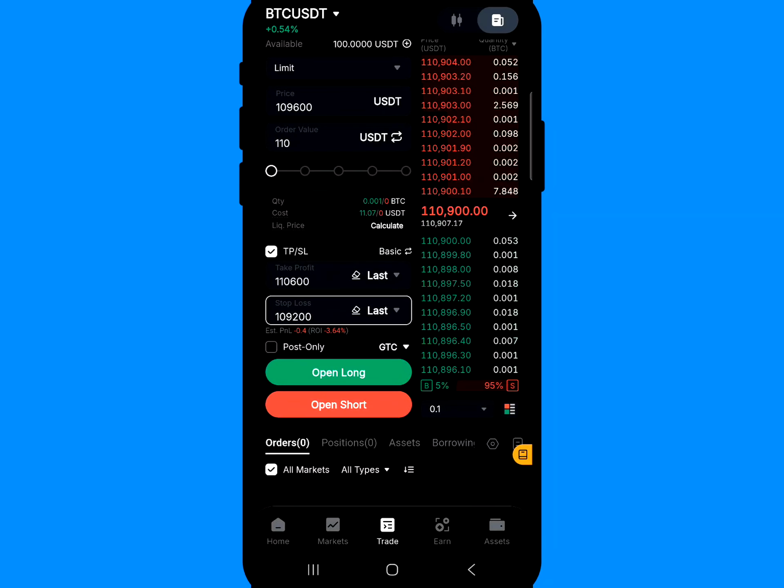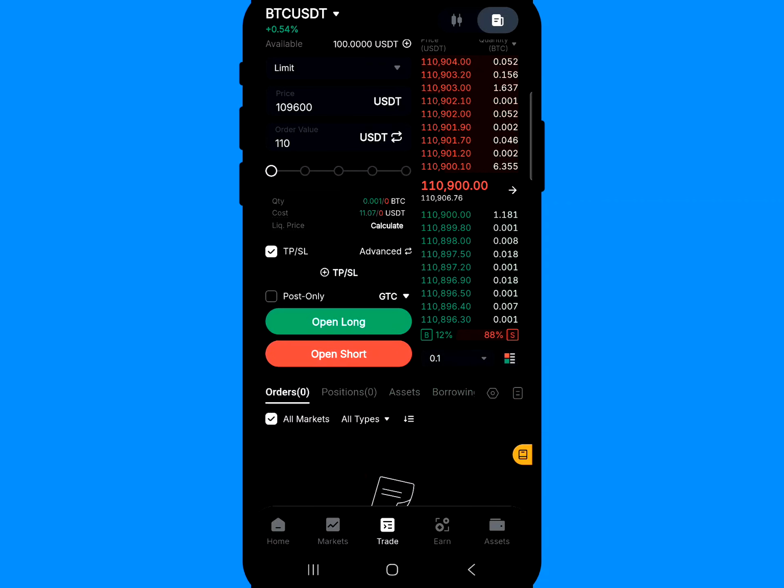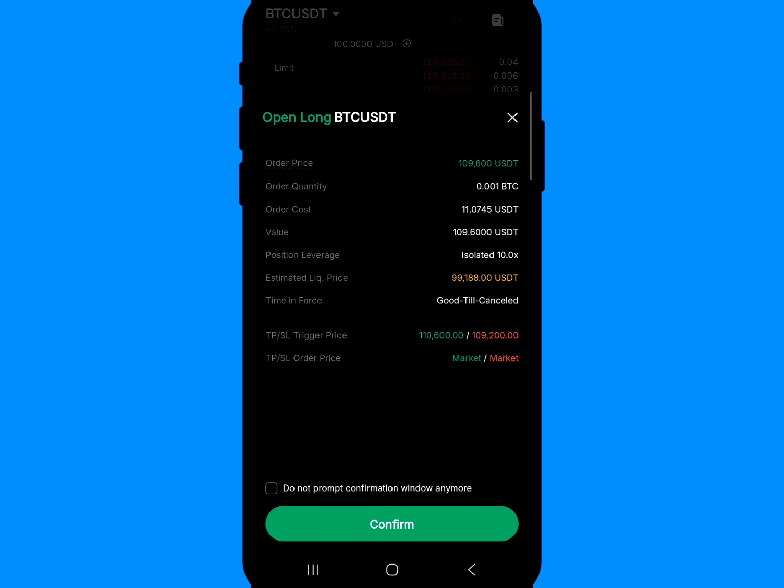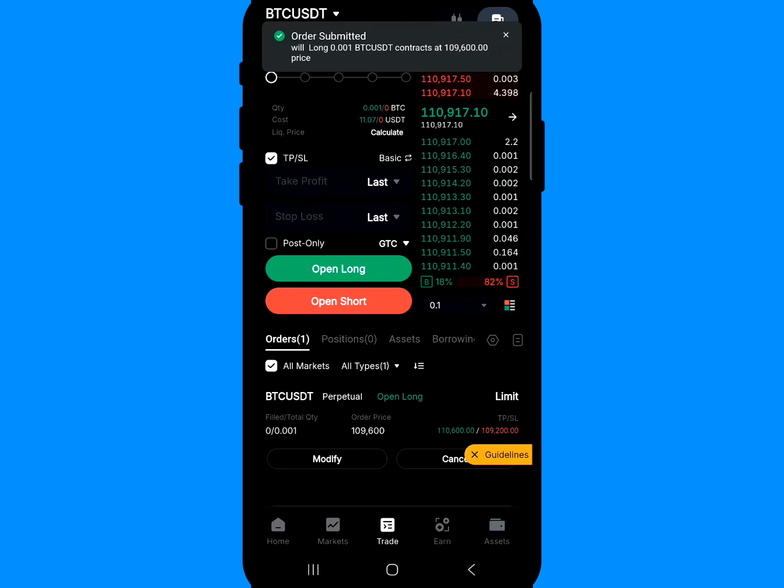I will now click on open position. I've already set everything. If you want to check, you can check: 109,600 and 110,600. Then I'll click on open. You can see this is all my order. Cost $11, that is my own money. The price I want to enter is 109,600. I will now click on confirm. Then the order will be waiting for me.